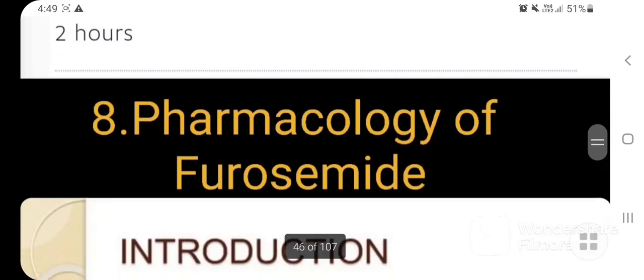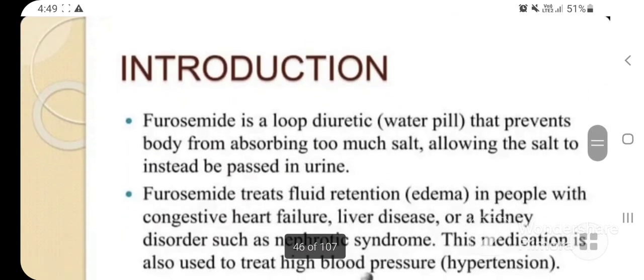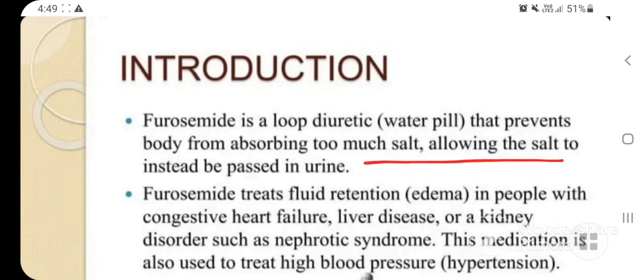Then pharmacology of furosemide, a very important drug. Furosemide is one of the diuretics, a loop diuretic. Introduction: furosemide is a loop diuretic that prevents the body from absorbing too much salt, allowing the salt to instead be passed in urine. Means they will reduce the retention of salt. Instead, they will excrete the sodium ions and water excessively in the form of urine. Clear?